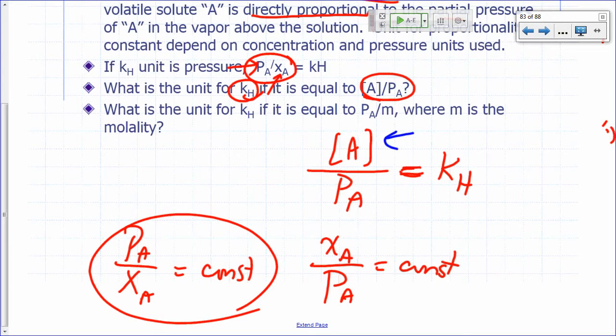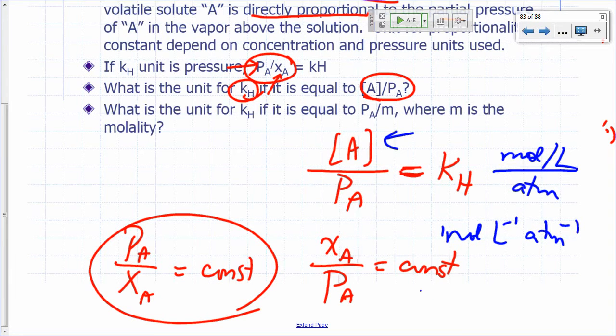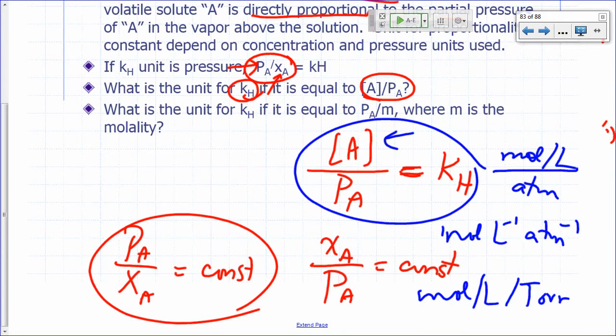What's the unit for concentration of A? Moles per liter, right? And what's the unit for pressure? Atmosphere or torr or whatever. So if you see a Henry's law constant given as moles per liter per atmosphere or moles per liter per torr, that means this is the expression that constant is being used for.